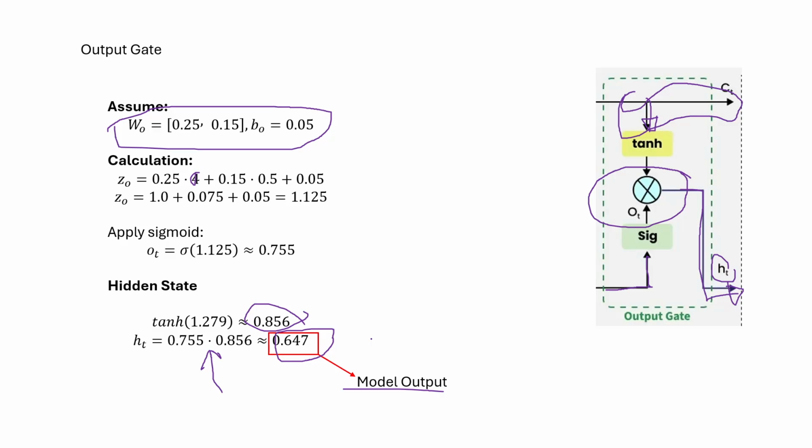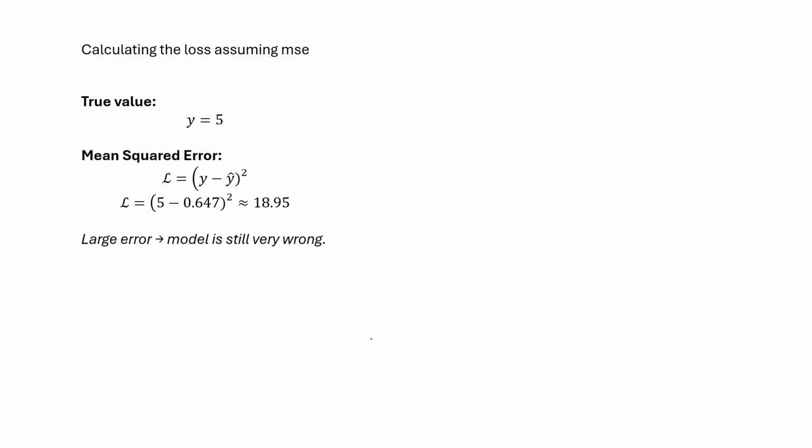So the model didn't do enough training to start understanding the data. So next step, we will calculate the loss function. The actual output should have been 5, but we got 0.647. We do the MSE formula, actual minus predicted squared. We have a very big error. The model is still very wrong.